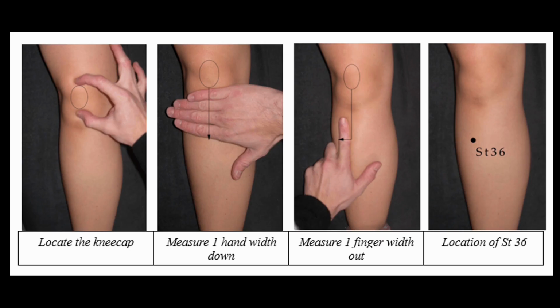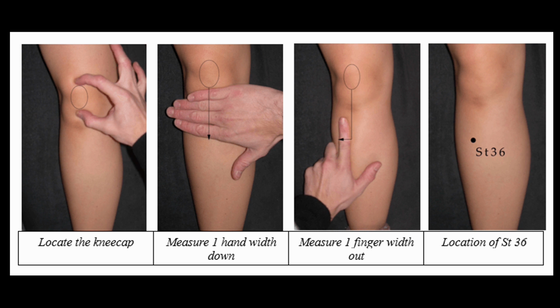Stomach 36, Zu San Li, leg three miles. On the anterior aspect of the lower leg, 3 cun below Stomach 35, one finger breadth using the middle finger from the anterior crest of the tibia. He-sea point of the stomach meridian, command point of the abdomen, point of the sea of water and grain. Functions: tonifies qi and blood, harmonizes and strengthens the spleen and stomach, strengthens the body and wei qi, raises the yang, calms the shen, activates the meridian, stops pain.